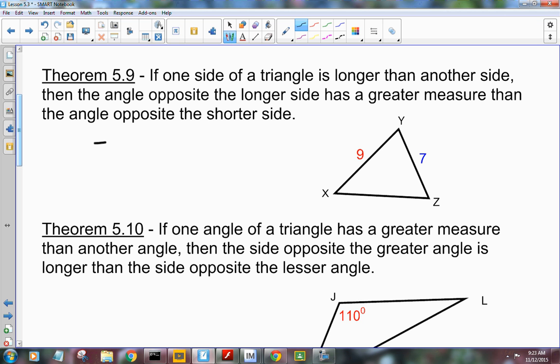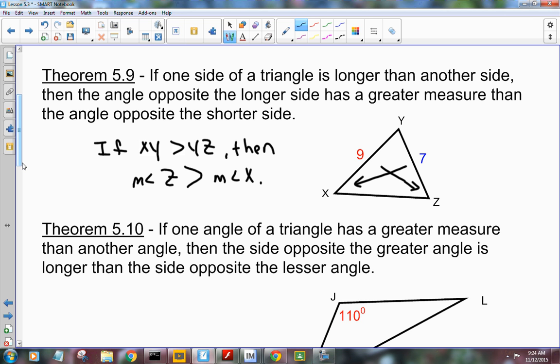So, if XY is greater than YZ, so this 9 is greater than the 7, then the angle across from the 9 is going to be greater than the angle across from the 7. So the measure of angle C is going to be greater than the measure of angle X. And this only applies within a single triangle, okay? So if you look at two sides, and one side's bigger than the other, then the angle across from the bigger side is going to be bigger than the angle across from the smaller side.